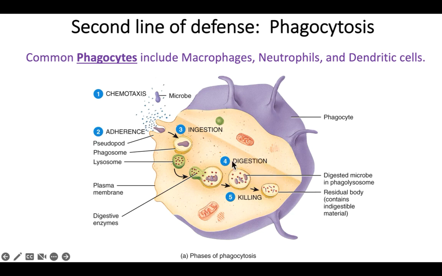What's really interesting is we're going to see in a little bit that these phagocytes can also then show the immune system that there was this pathogen. That's known as antigen presentation. So these cells will then go over to the lymphocytes and say, hey, look what I just found. And that's a way to induce the immune response.